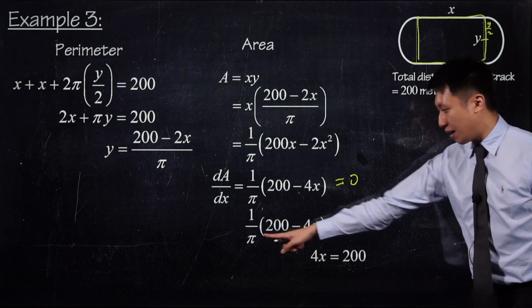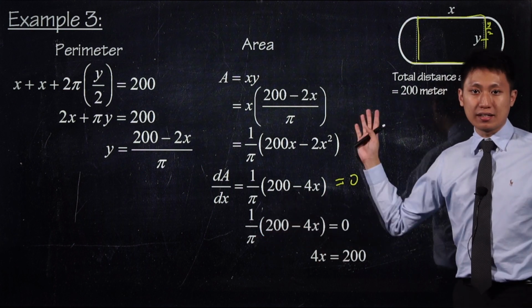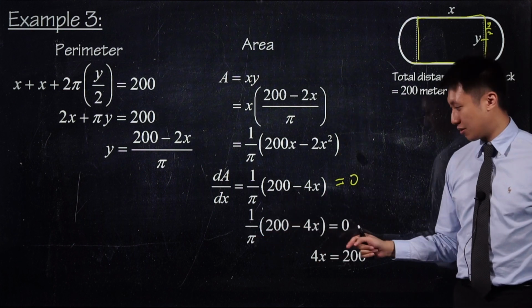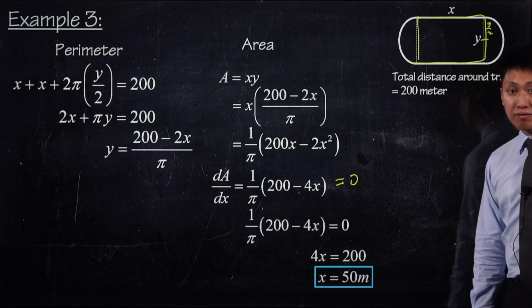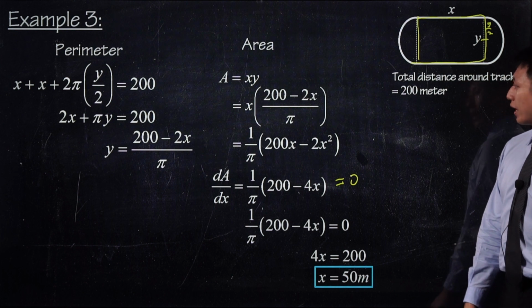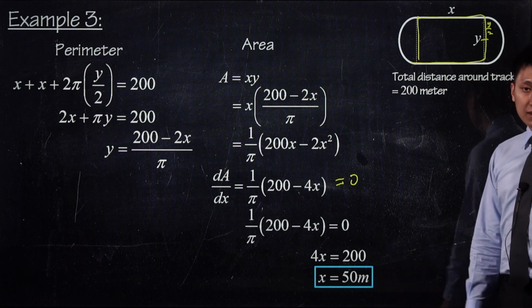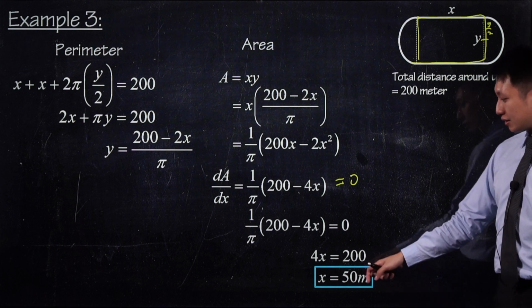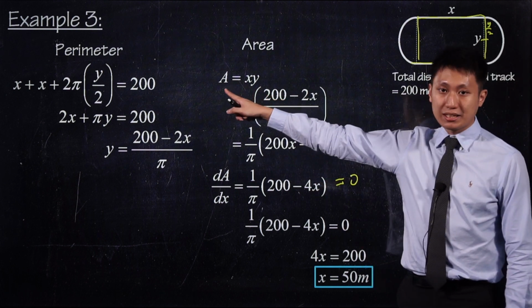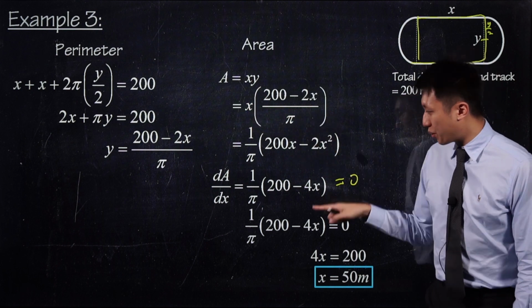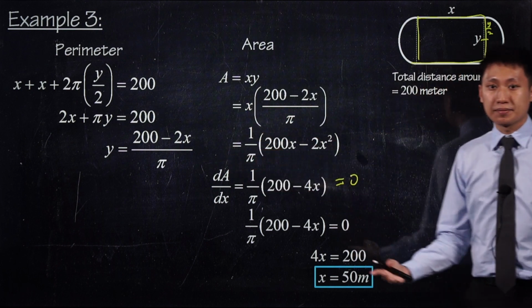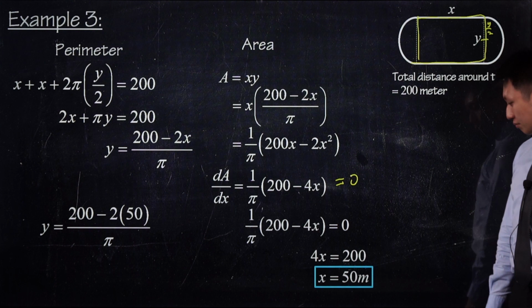You multiply pi on both sides, then it's gone, since pi times 0 is still 0. So 200 is equal to 4x, so x is equal to 50 meter. That's your answer. If you want to know the maximum area, then take this, put it into here, then get the answer for that.